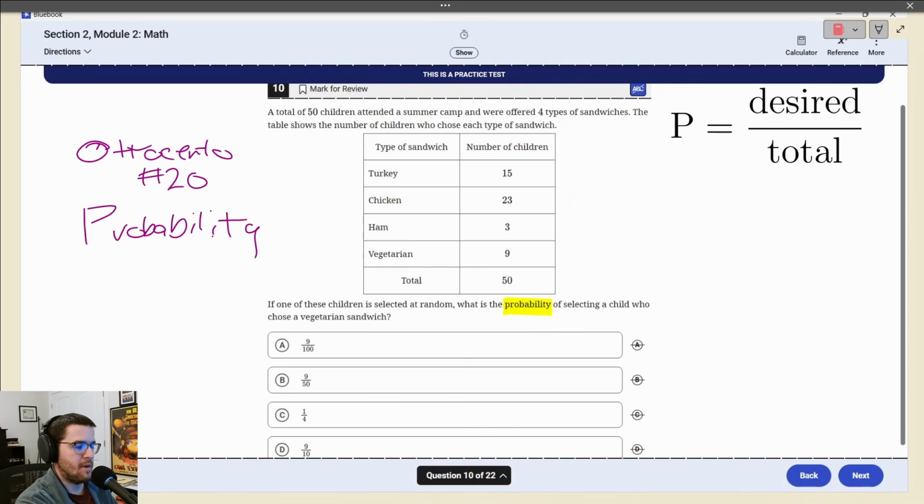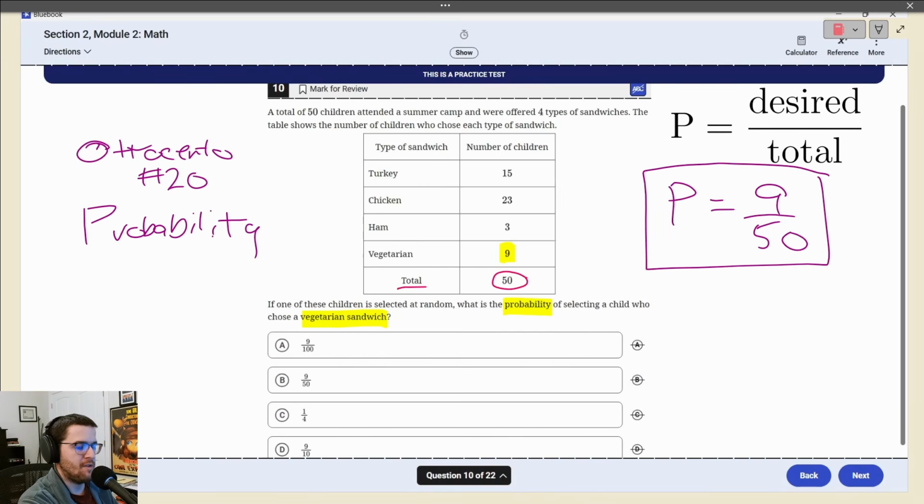So they want us to find the probability of a vegetarian sandwich. Okay, so that's 9 out of a total of 50. So the probability is 9 over 50. I don't think that simplifies, and even if it did, sometimes they don't simplify it in the answer choices anyway. As you can see, B is 9 over 50, so that's our answer.